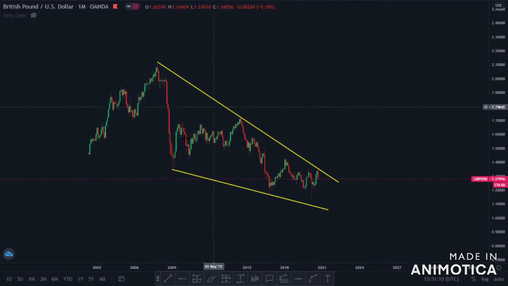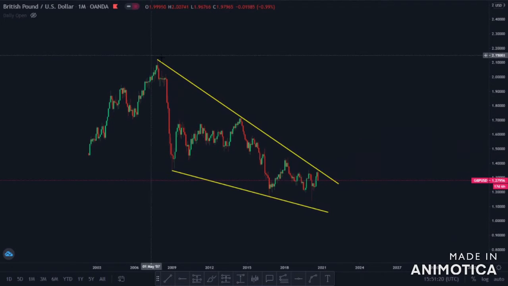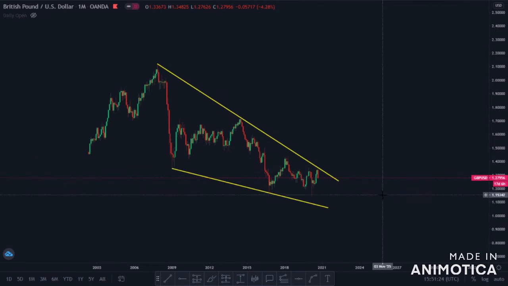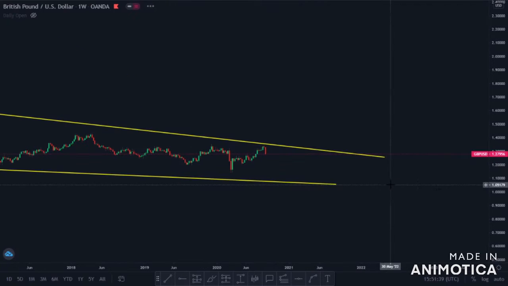Now that we have our outer structure, we move to the weekly. As you can see here, we have our first touch, our second touch, and our third touch. My long-term move would be the third touch of this outer structure, because we have our first touch here, a second, and I'm anticipating a third touch.